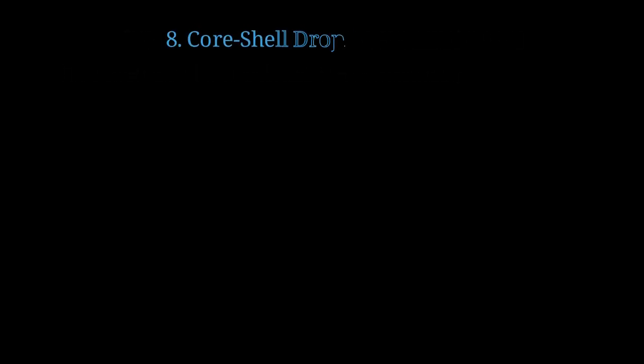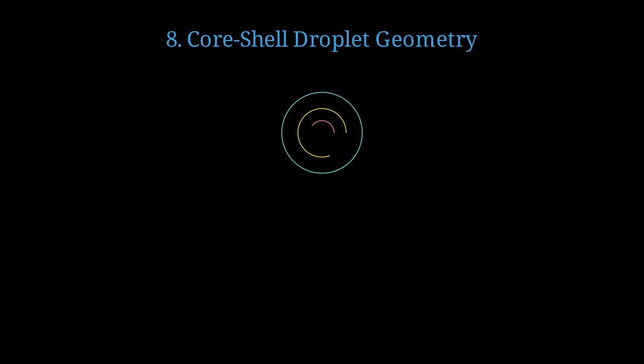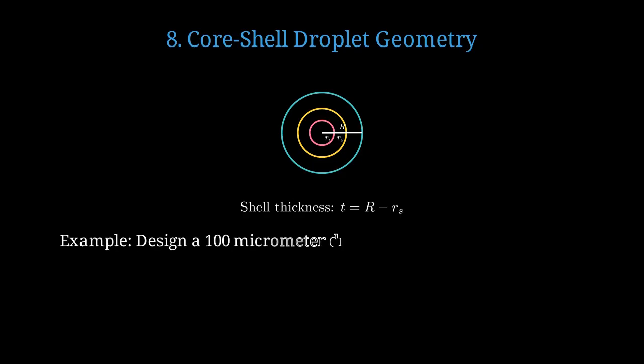Core shell droplets have precise geometric relationships between inner and outer dimensions. A core shell droplet has core radius RC, shell inner radius RS, and total outer radius R. Shell thickness T equals outer radius R minus shell inner radius RS. Let's design a 100 micrometer diameter core shell droplet. Total radius is 50 micrometers, with core radius 15 micrometers.